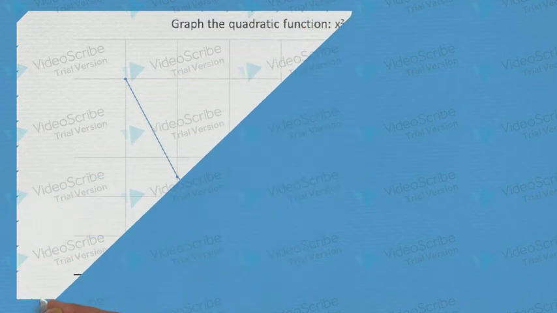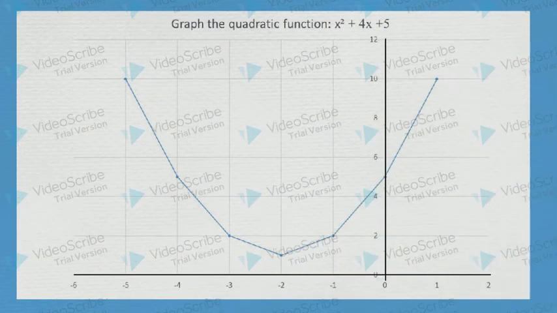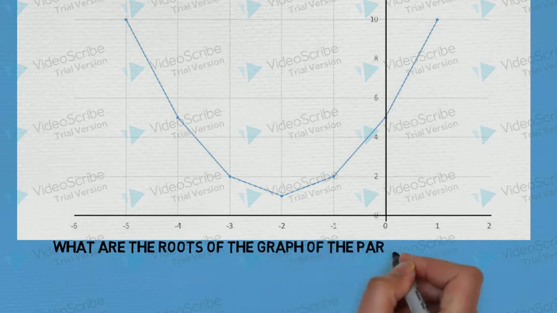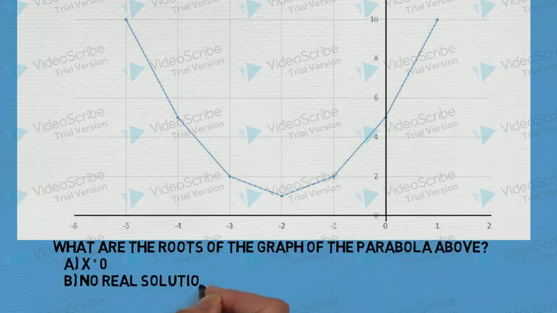Now looking at the same graph, what are the roots of the parabola above? A, x equals 0, B, no real solution, or C, x equals 5? Take your time and think about it.